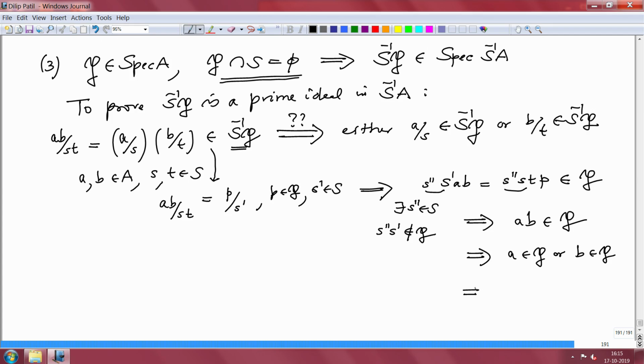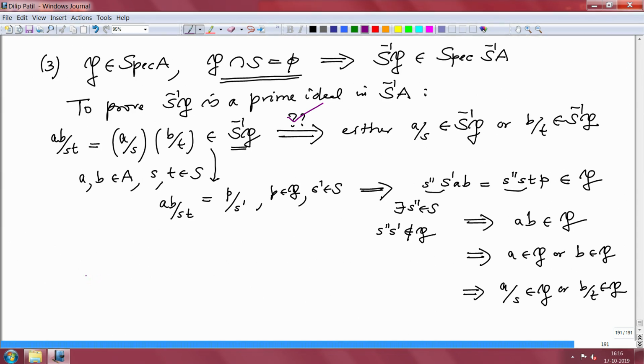But then by definition of this S inverse P, A by S is in P or B by T is in P. So we have proved this. So prime ideals, if they do not intersect with S, remain prime ideals above. And also we have to check it is proper, but that is because this is empty.